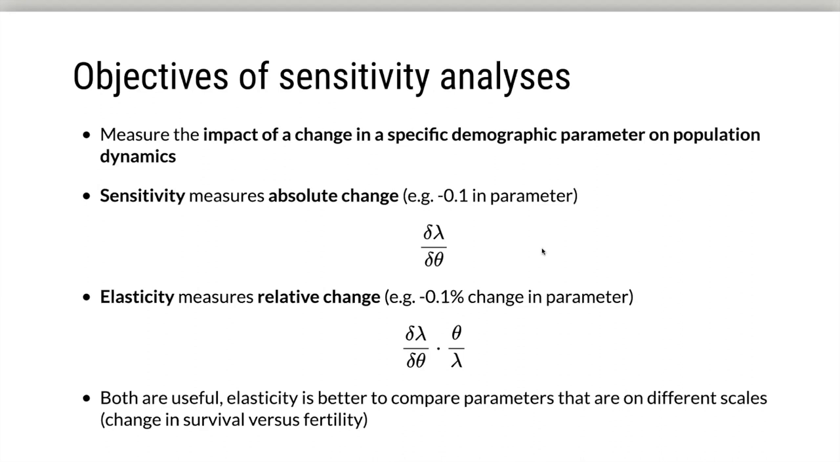Both sensitivity and elasticity are useful, but elasticity is better if you want to compare parameters that are on different scales. For example, if I'm asking, is it more important to control the fertility or the survival of the barn swallow if I want to control population growth rate? Fertility and survival are not on the same scale. Fertility is number of chicks produced. Survival is between 0 and 1. So I want to use elasticity instead of sensitivity, because elasticity is going to tell what's the impact of changing fertility by 1% compared to changing survival by 1% or by 10%, okay? They're not on the same scale, so make sure you use elasticity to compare the impact of acting on one of them.